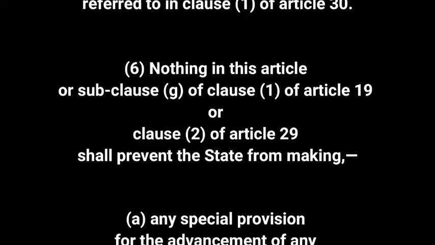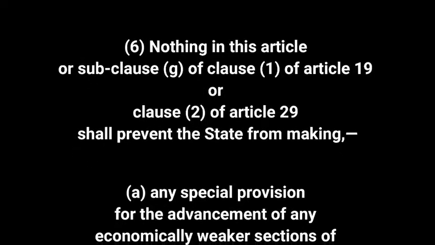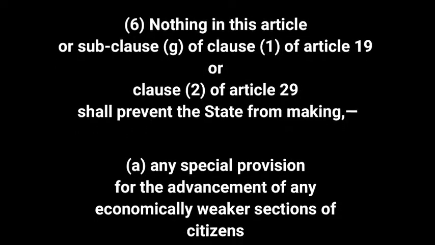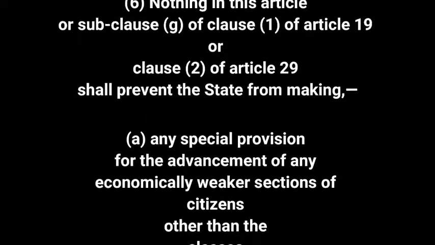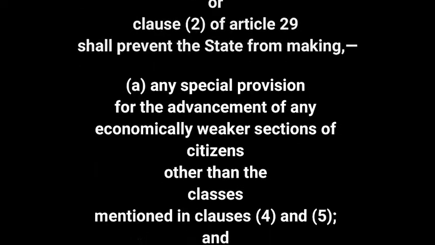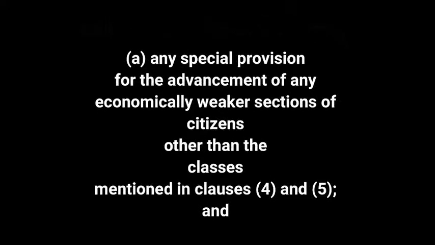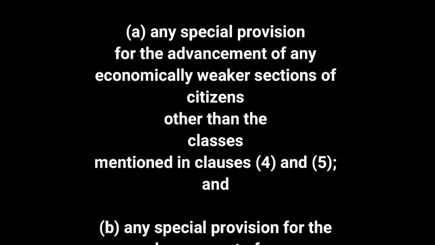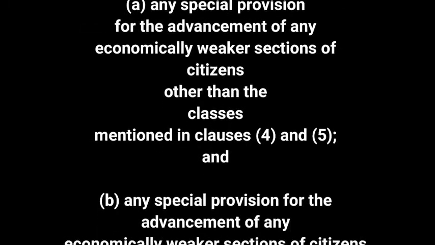Nothing in this article or subclause G of Clause 1 of Article 19 or Clause 2 of Article 29 shall prevent the state from making any special provision for the advancement of any economically weaker sections of citizens, other than the classes mentioned in clauses 4 and 5.